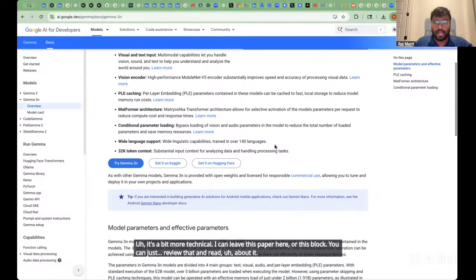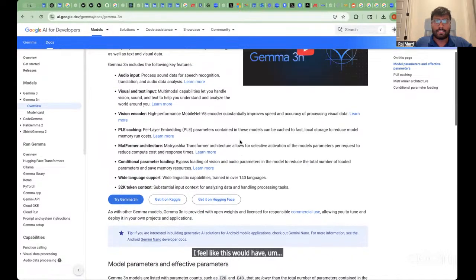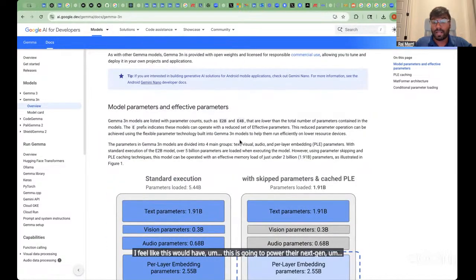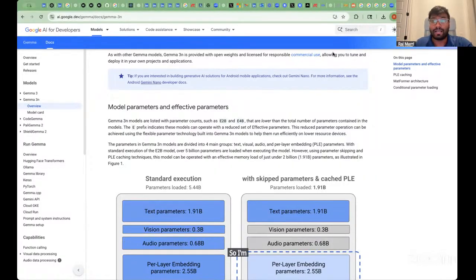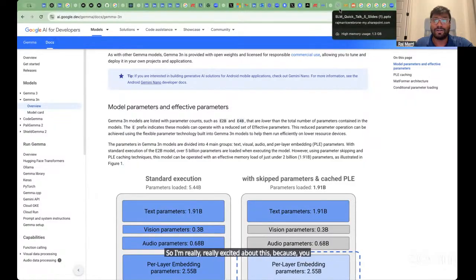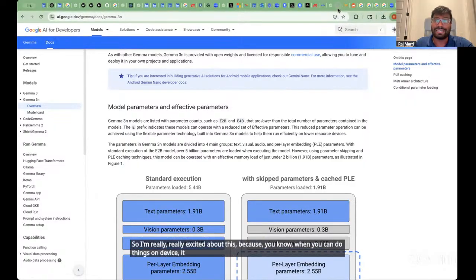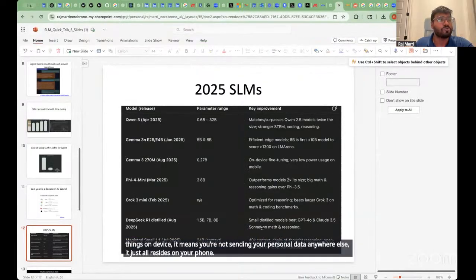I feel like this is going to power their next-gen Gemini Nano that would come at the end of this year, where every phone would come with it, and all developers could use that on-device model to do some AI. I'm really excited about this, because when you can do things on device, it means you're not sending your personal data anywhere else. It all resides on your phone. So that's the true meaning of privacy.